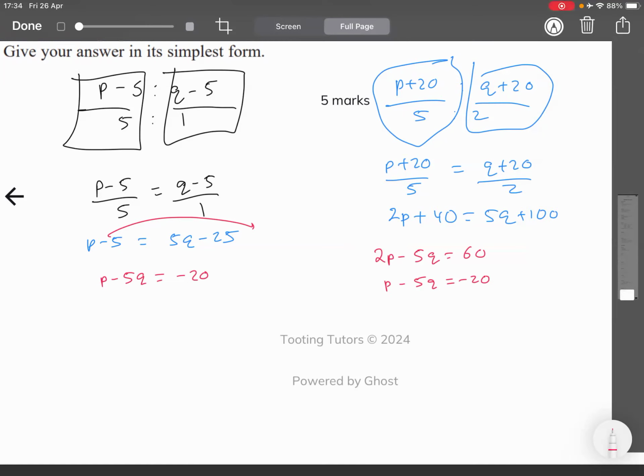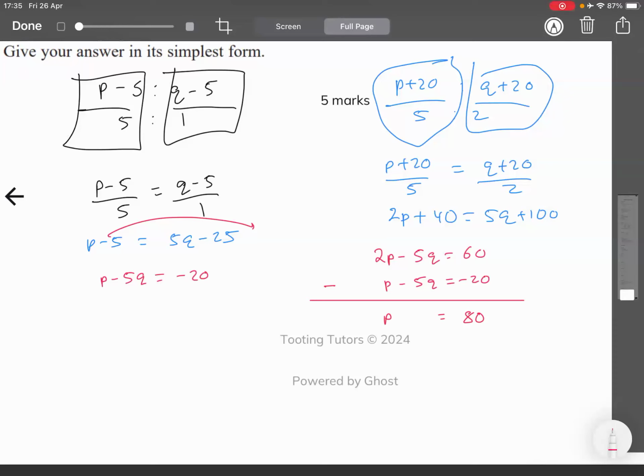You add. Minus 5q plus minus 5q is going to make minus 10q. If I do minus 5q minus minus 5q, then yeah. So what's 2p minus p? 1p, good. And what do I do with the 60? This is 60 minus minus 20, so you add it. 60 minus minus 20 is 80. P is 80.